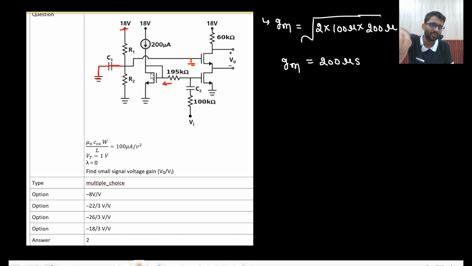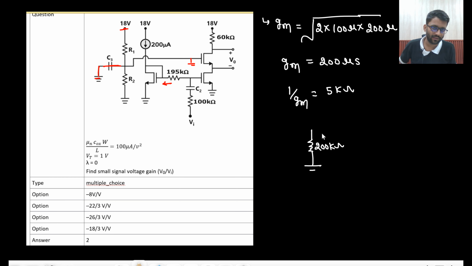Now how will this current mirror part be replaced? 1 by gm parallel with ro from this direction. What is the value of 1 by gm here? 1 by 2 times 10 to the power minus 4, that is 5 kilo. From this side you are getting 200 kilo, so here 5 kilo and 195 gives 200 kilo. Then C2 will be shorted. This is 100 kilo. This is your V in.